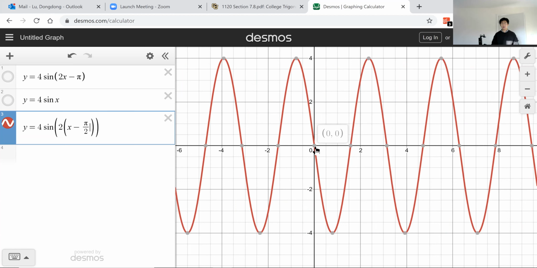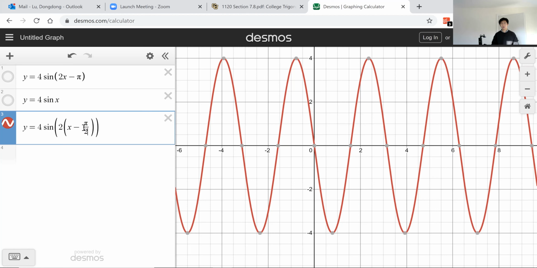You can say it's shifting right. Everything is shifting right by this pi over 2. Because you're minusing that pi over 2, everything is shifting right. So the original origin is here. When you do this shift, it's still the origin.